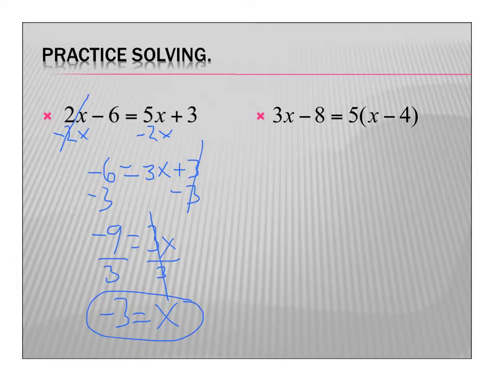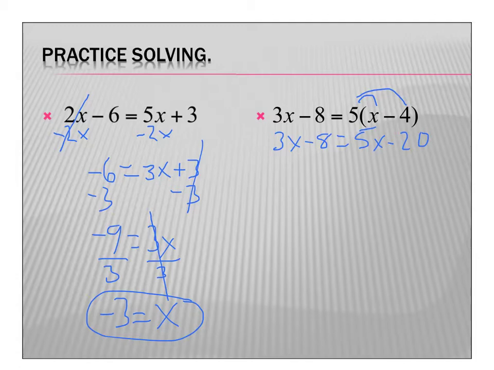And if you want to try it on your own, remember, pause it and then press play when you're ready. First thing I'm going to do with this one, I notice on the left-hand side here I have 3x minus 8. I can't combine those. There's nothing to do, so I'm going to move on to the right-hand side. Well, here I have a set of parentheses and I have a 5 out front. So I'm going to distribute that 5. So distribute the 5 to both the x and the negative 4. So I'm left with 3x minus 8 equals 5x minus 20.